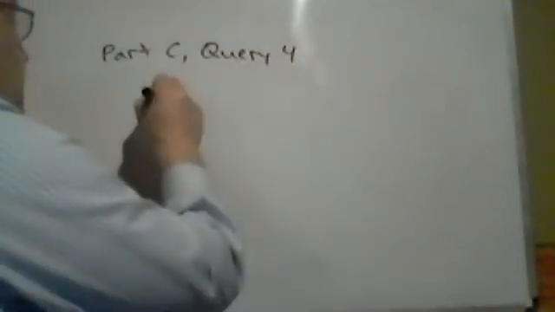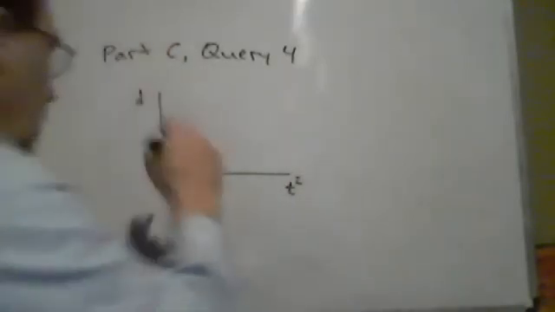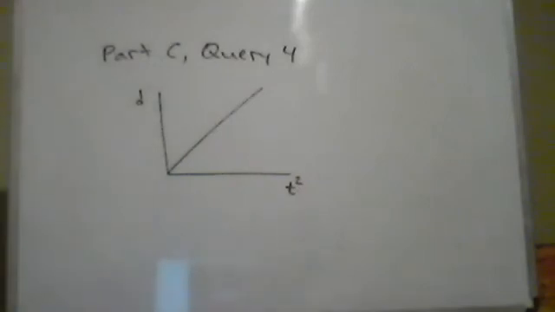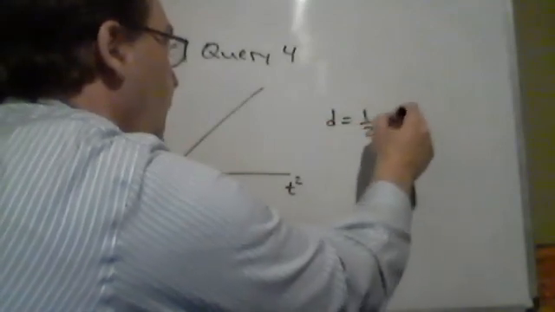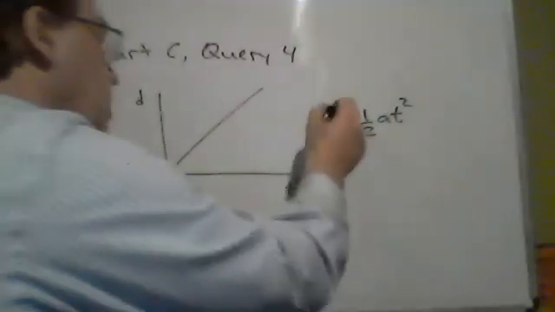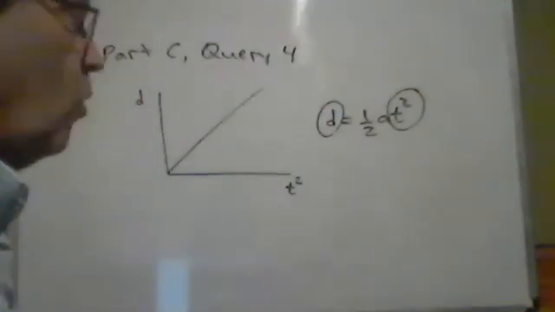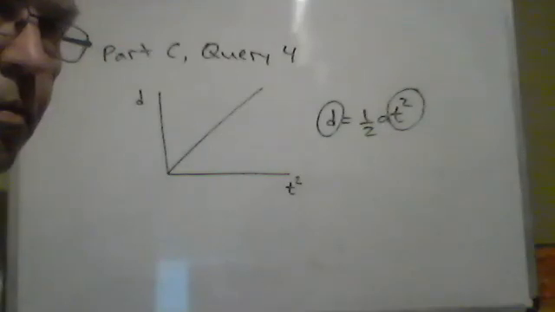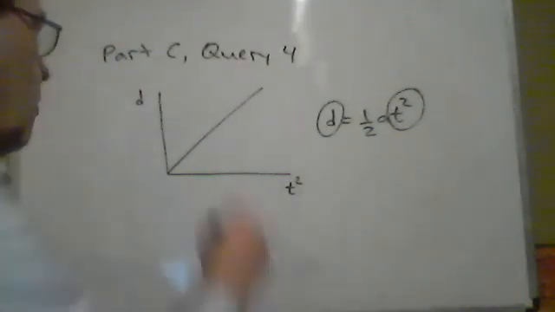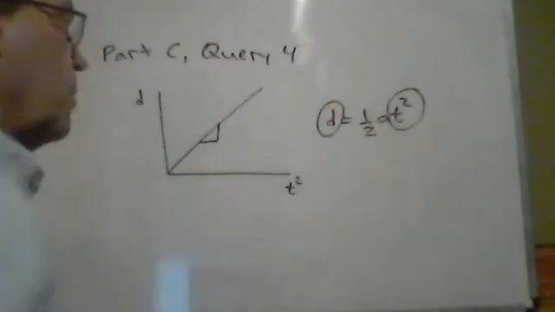We're talking about that graph that is the distance versus time squared, right? And that graph is linear. Now, remember that the distance is 1/2 a t squared. Again, I'm plotting the distance versus the time squared. So what is the slope of that graph? Remember, y equals mx plus b. What's the slope of that graph?